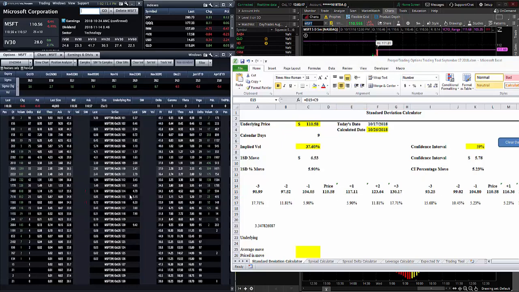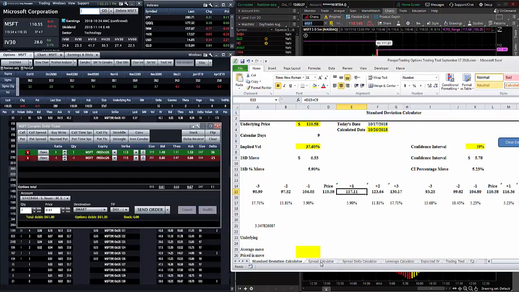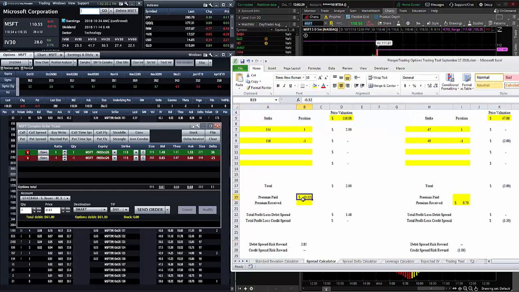So let's back off of that a little bit. Let's go with the 113, 115 and see if that works for us. That is going to trade for 65 cents. That's only 2.08 to 1. So that's not good enough.